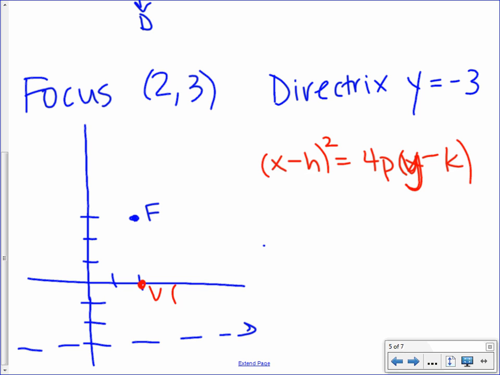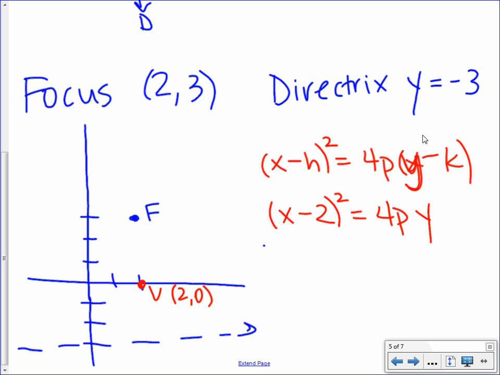So where should our vertex be? 2, 0. Okay. So we have x minus 2 squared equals 4p times y minus 0.